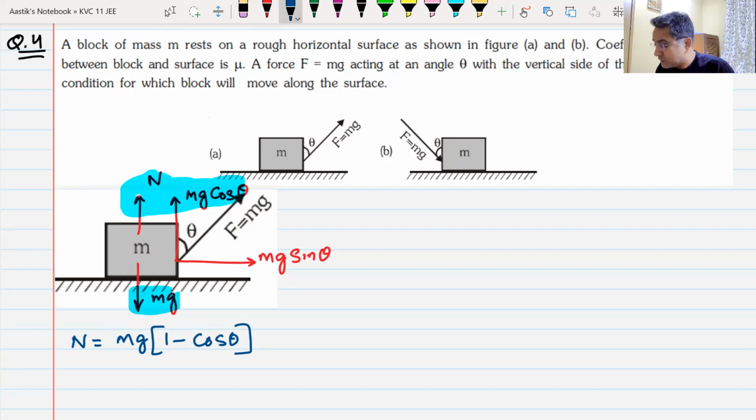Now, we have to find out the condition for which the block will move along the surface. Only one mu is given, so for the block to move, the friction should reach the limiting range. The applied force must be equal to or more than the limiting friction. Yes or no? So I find out the value of limiting friction. Do we understand this?